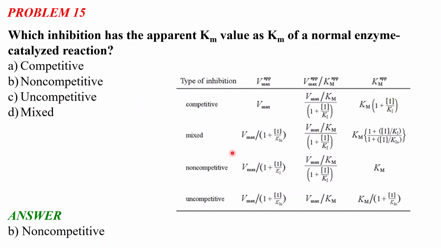In case of the mixed inhibition, this is the value of the apparent Vmax, the Vmax divided by 1 plus concentration of I divided by Ki. This is the value of the Vmax apparent and Km apparent. In case of non-competitive inhibitor, this is the apparent Vmax, this is the Vmax by Km, and this is the Km apparent. In case of uncompetitive inhibitor, the Vmax by Km remains the same as the apparent Vmax by Km.